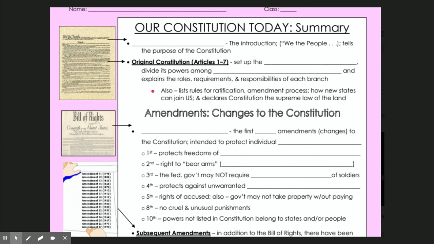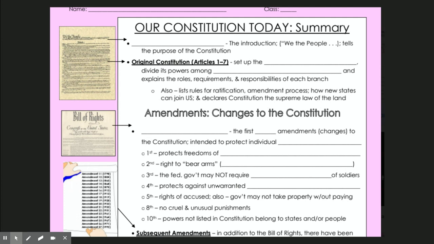Also, we didn't really get into this part, but it talks about the rules for ratification. Basically, it had to be ratified by 9 of the 13 states. The amendment process, what had to happen to change or amend the Constitution. We'll talk about that in school. And how new states could join the U.S. And then finally, it declared the Constitution the supreme law of the land.